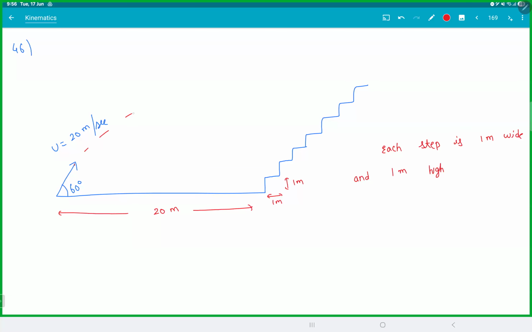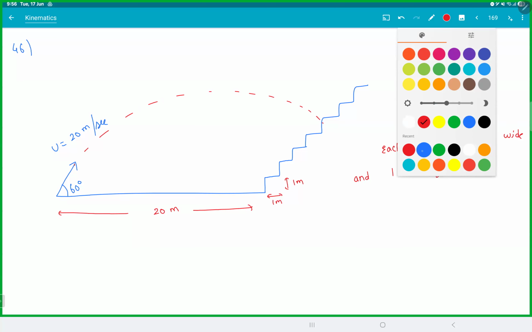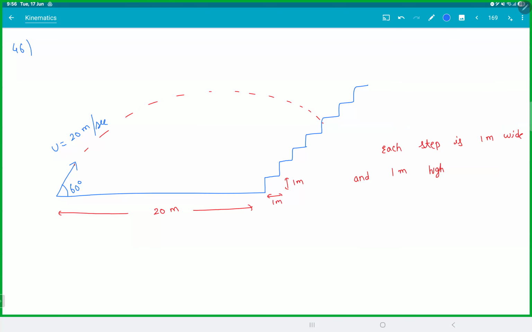So this ball goes here and falls on some step. Find the number of the step where it falls, like first step, second step, third step, fourth step, and so on. Just get me the equation. No need to simplify. If I give you good numbers, you can solve, but I don't think the numbers are good. Question is clear?